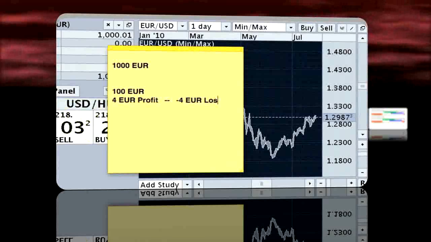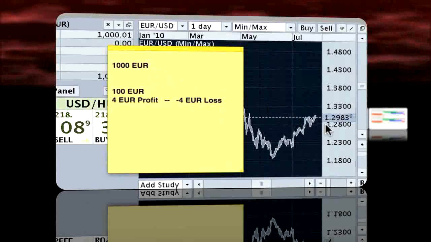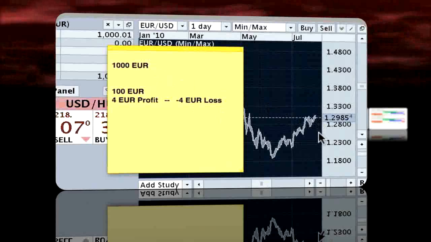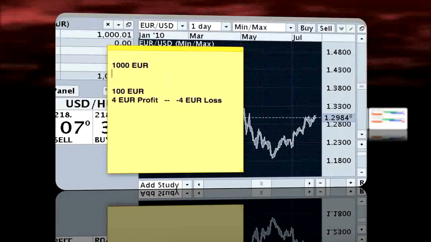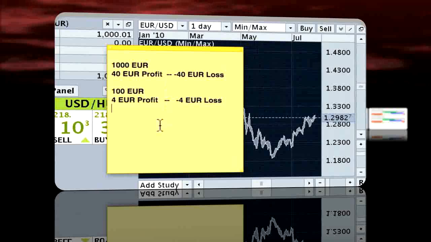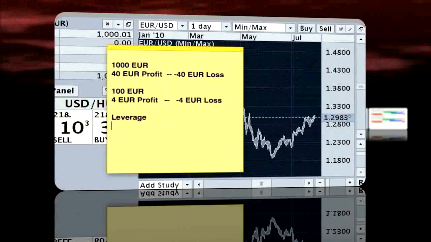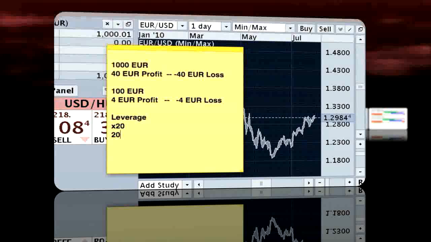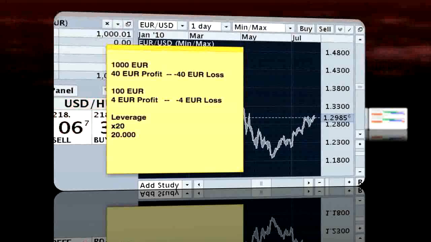If I trade with 1000 euro and the price reaches up there or goes down there, then I make 40 euro profit or 40 euro loss. We talked before about the multiplier or leverage. Some also call it turbo. Initially, Oanda is set to give us a multiplier of 20. This means that with 1000 euro balance we can put on trades with 20,000 euro.